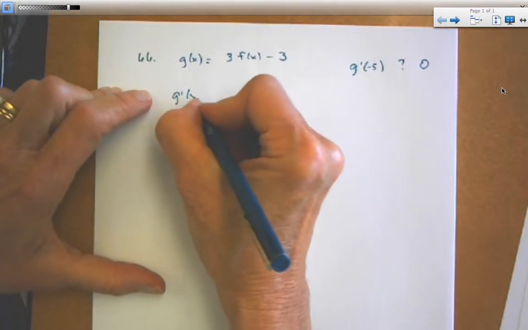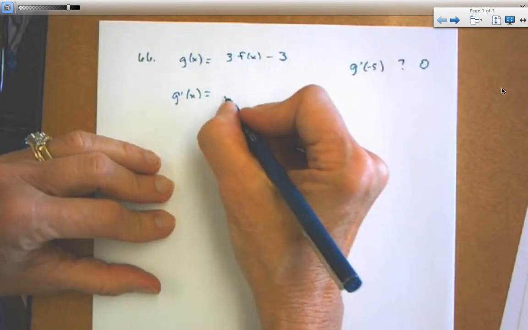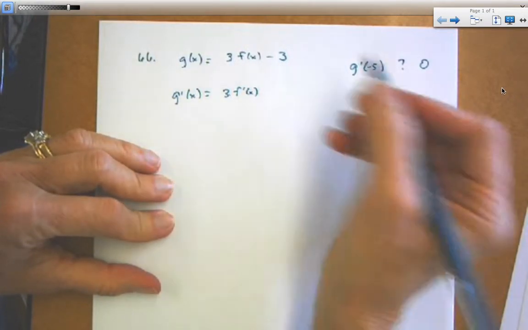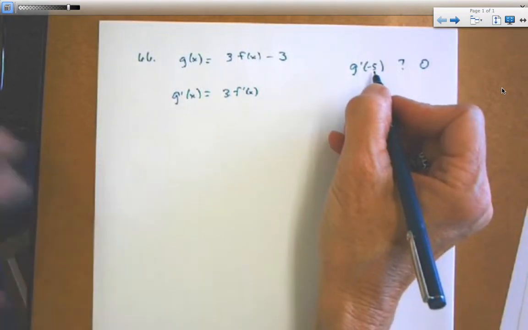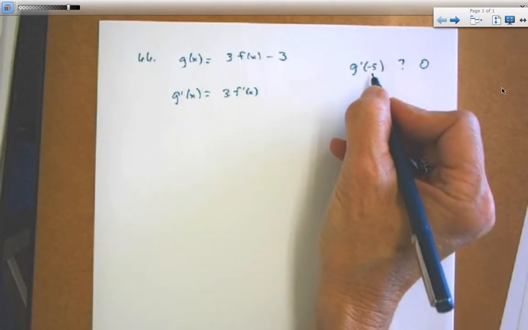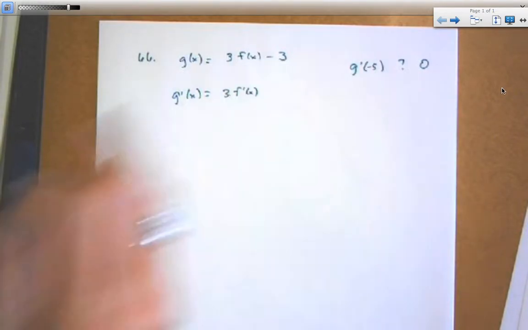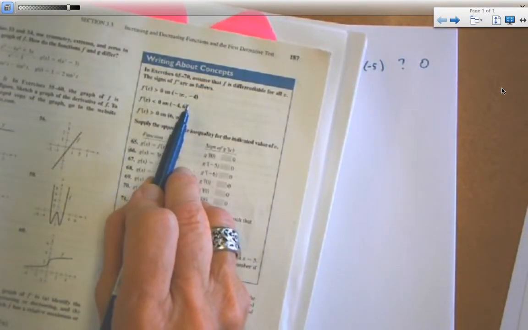So let's take the derivative. Now, if I'm going to take the derivative of this, this is just a coefficient, so this is 3 times f prime of x. And the derivative of a constant is just 0. All right, so let's see what information they give us. I want to know about negative 5 on the f function, which they give you in a chart. Well, negative 5 is in the region from negative infinity to negative 4.